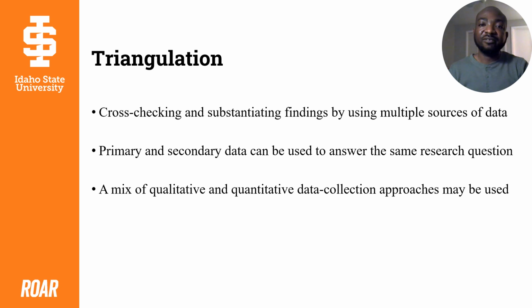Evaluators should not be confined to using only one method if the research can be appropriately conducted using a combination of approaches. And so using a mixed method approach and multiple sources of data or varying data collection methods to cross-check and substantiate findings and increase validity in evaluation research is known as triangulation. And so primary and secondary data can be used to answer the same research question. And they provide complementary or different perspectives.